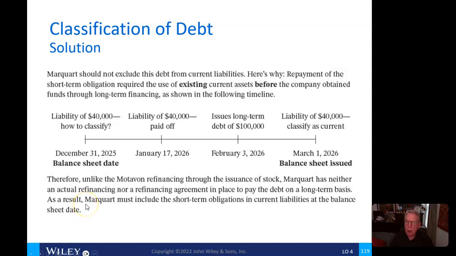Therefore, unlike the Motivon refinancing through the issuance of stock, Marquardt has neither an actual refinancing nor a refinancing agreement in place to pay the debt on a long-term basis. As a result, Marquardt must include the short-term obligations in current liabilities at the balance sheet date.